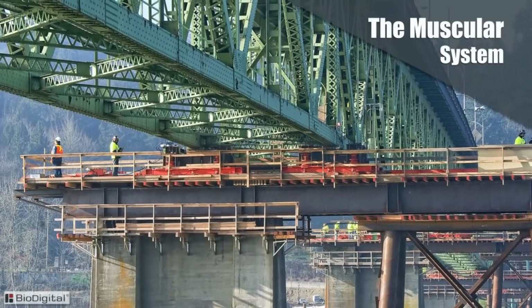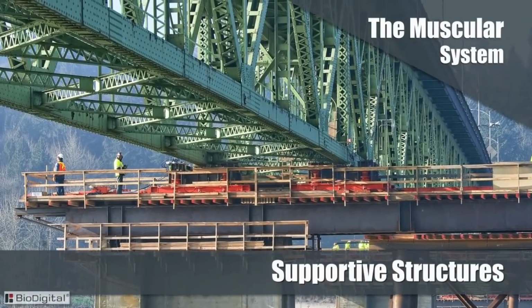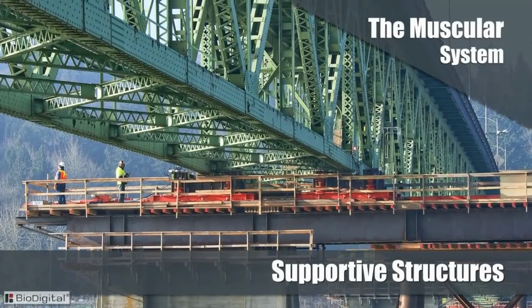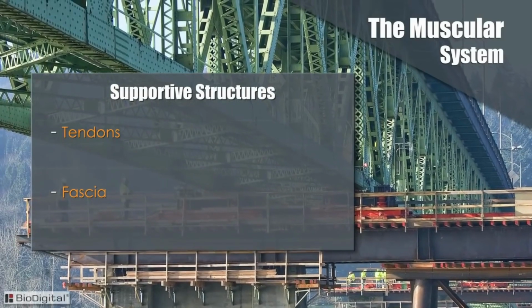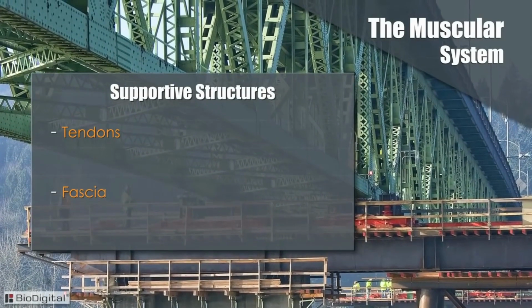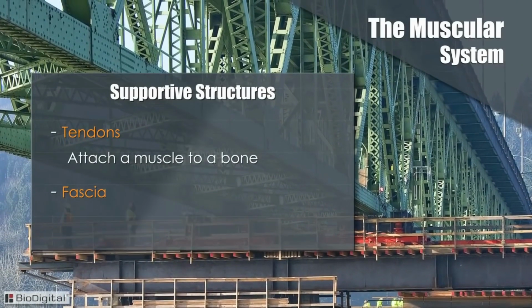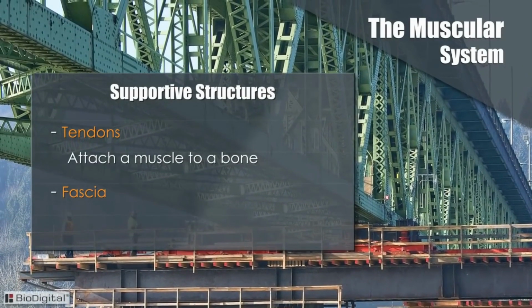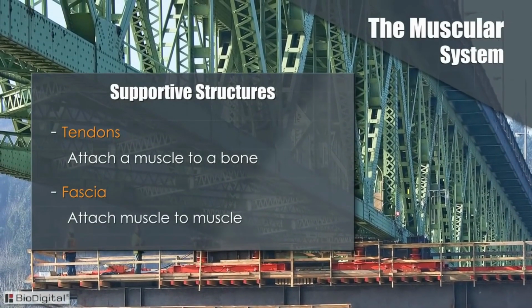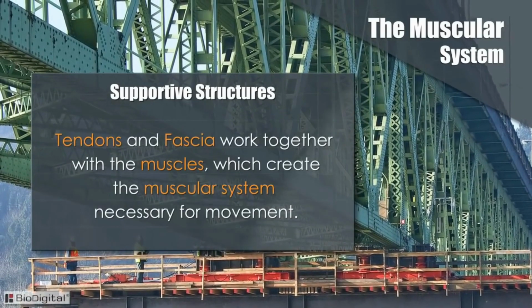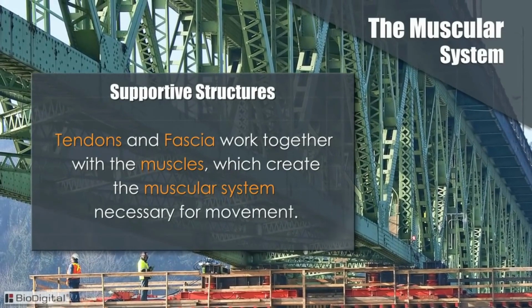Although muscles obviously make up the muscle system, there are still some supportive structures that we need to look at that are also a necessary part of the system. Tendons and fascia are important supportive structures for the skeletal muscles. Simply put, tendons are what attach a muscle to a bone, and fascia connects muscles to other muscles. Tendons and fascia work together with muscles, which create the muscular system necessary for movement.